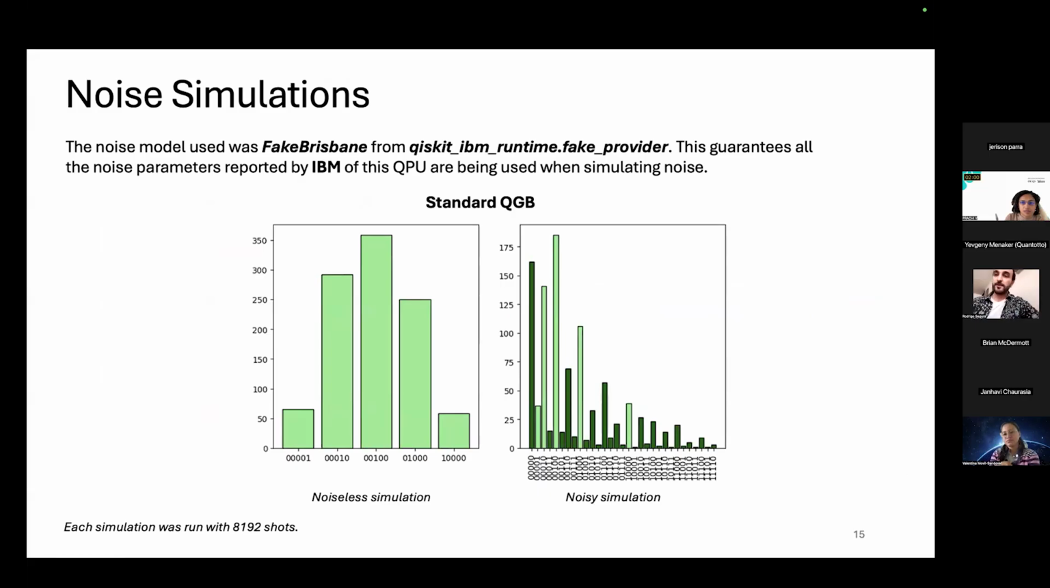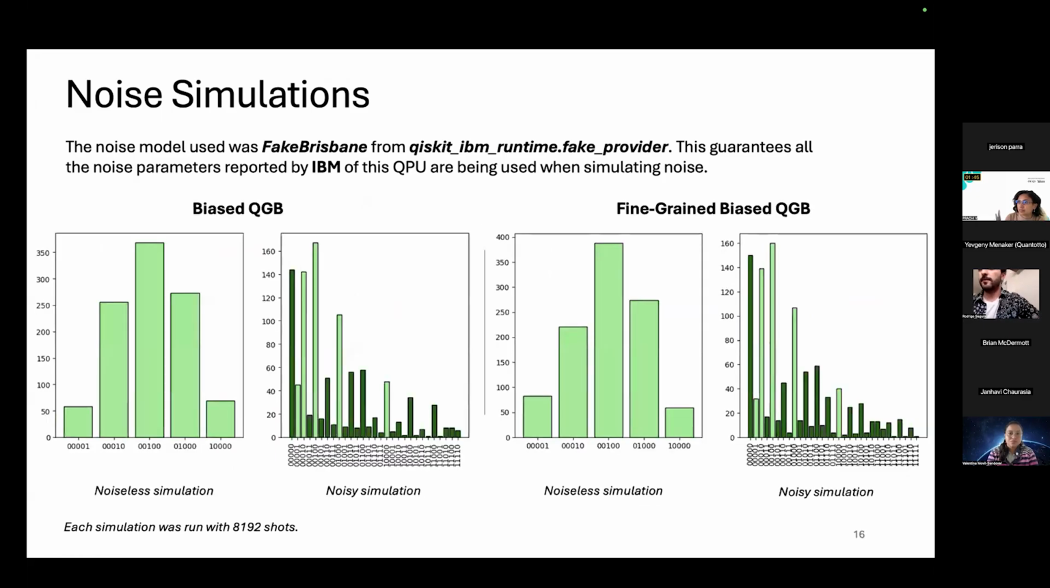Now, these were all noiseless simulations, so we ran on the fake Brisbane noisy simulation, and we plotted each possible outcome. We can see we get a lot of dark green states that are not the ideal outcomes. This is for the standard quantum Galton board, and we also ran it for the biased and the fine-grained versions. The fine-grained one in particular presents the most results. The light green states are the ideal ones, the same as the noiseless simulation.